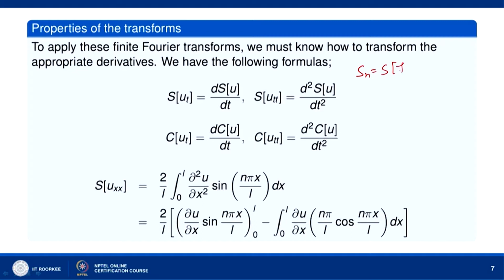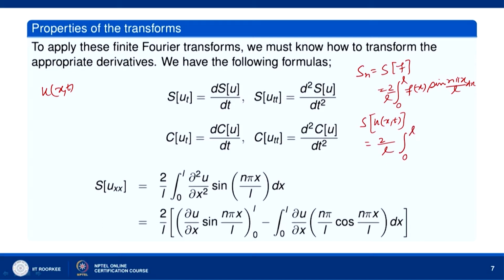f. We have written, S of f is equal to 2 over L integral 0 to L f(x) sin n pi x over L dx. This is how we have defined. Okay. So, here we need the sine transform of ut; u is a function of x and t. So, in place of f we shall write u(x,t), and this will be 2 over L integral 0 to L, in place of f(x) we shall write u(x,t) sin n pi x over L dx.